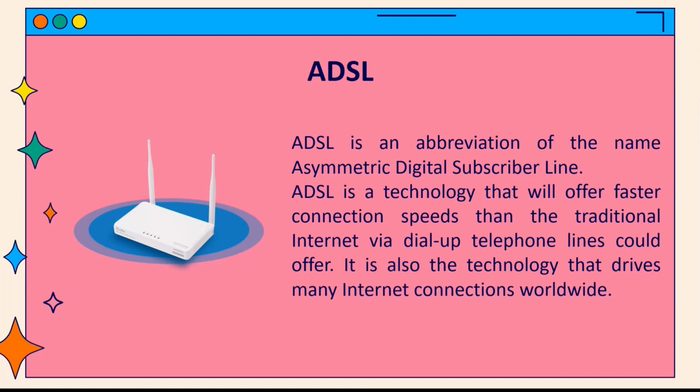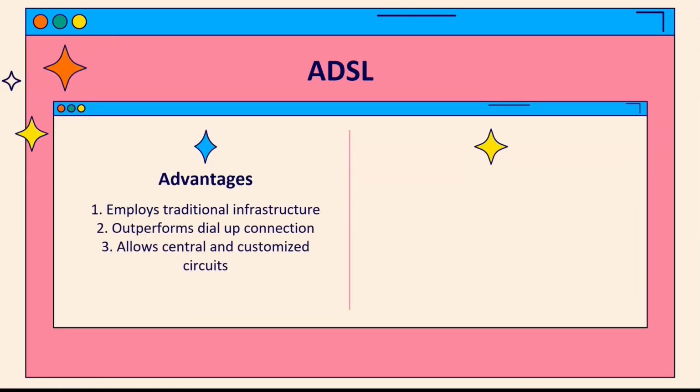ADSL is a technology that will offer faster connection speeds than the traditional internet via dial-up telephone lines that I have just mentioned above could offer. It is also the technology that drives many internet connections worldwide. The first advantage of this method is it employs traditional infrastructure. It also outperforms dial-up connection, and lastly, it allows central and customized circuits.